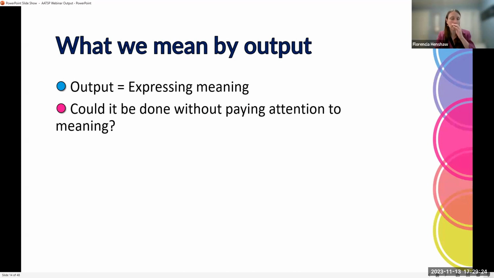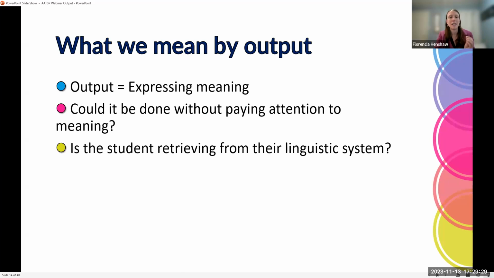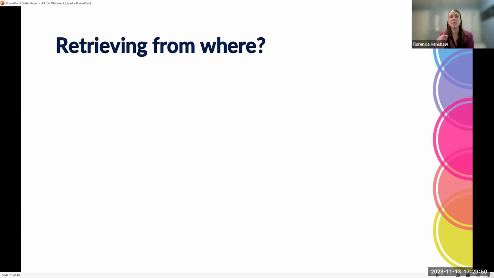But then there's another second question that is only applicable to output, not to input, and that is the student retrieving from their linguistic system? And this is the question that sometimes we don't ask ourselves enough, but it goes back to that illusion of output, right? So is the student retrieving from their own head, or is the student merely repeating from another source? So let me clarify one thing about retrieving from where, because some people might think, well, but my students don't have a linguistic system in their head just yet. I get it. It takes some time to develop a linguistic system.